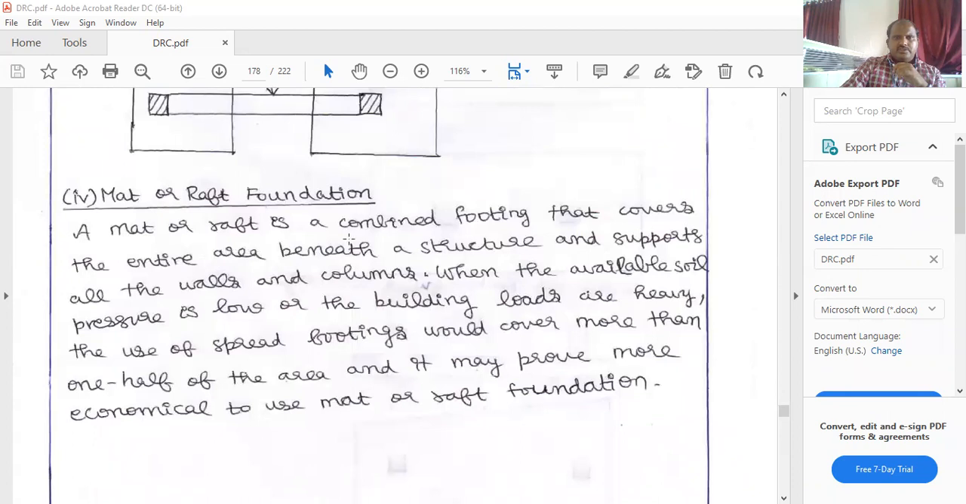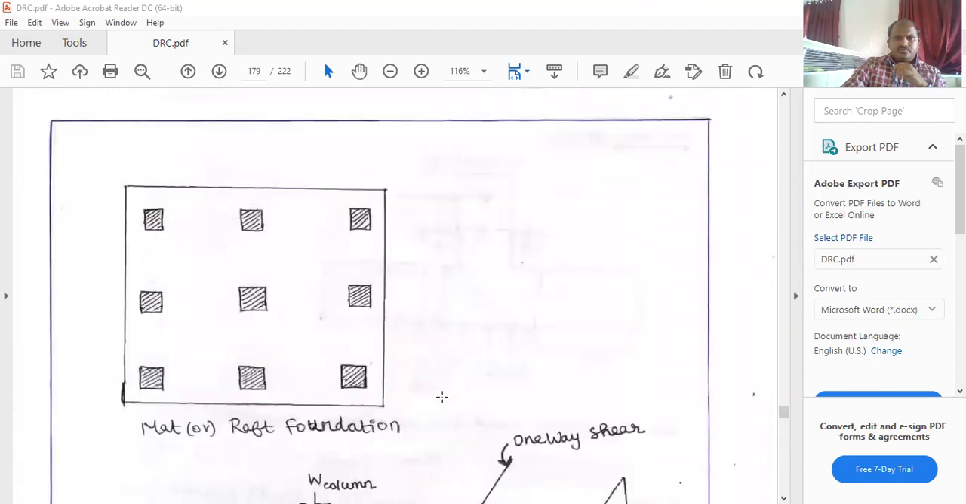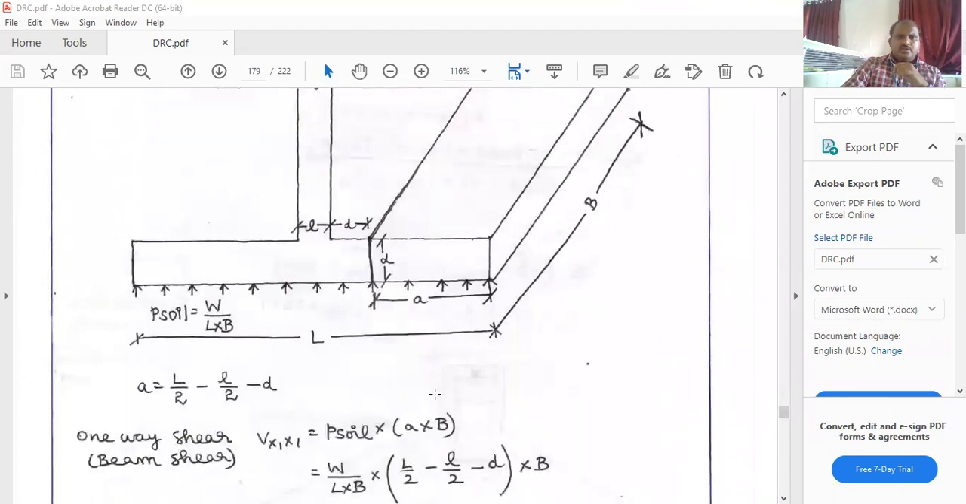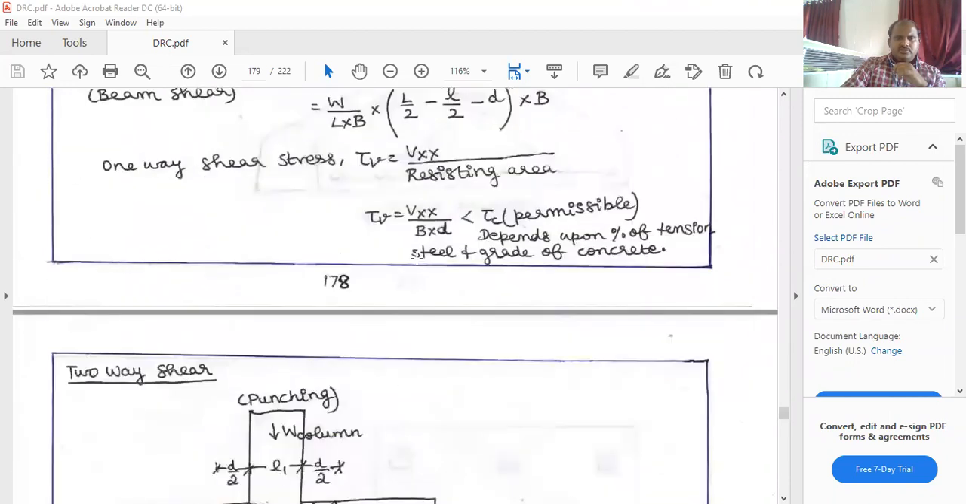Next one is the mat footing or raft foundation. A mat or raft is a combined footing that covers the entire area beneath the structure and supports all the walls and columns. When the available soil pressure is low or building loads are heavy, the use of spread footings would cover more than half of the area, and it may prove more economical to use a mat or raft foundation. These are examples of mat or raft foundation and the pressure distribution of the foundation.